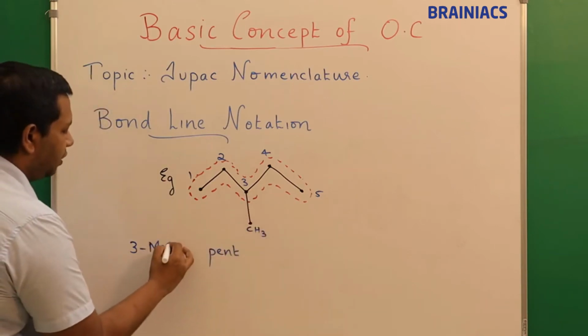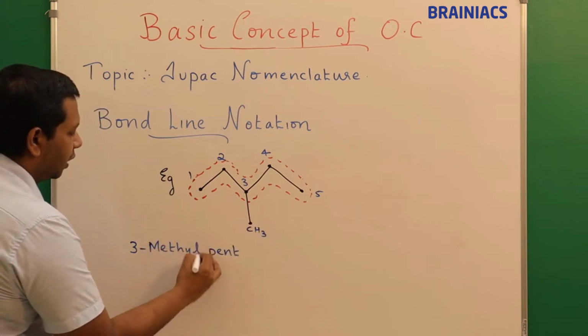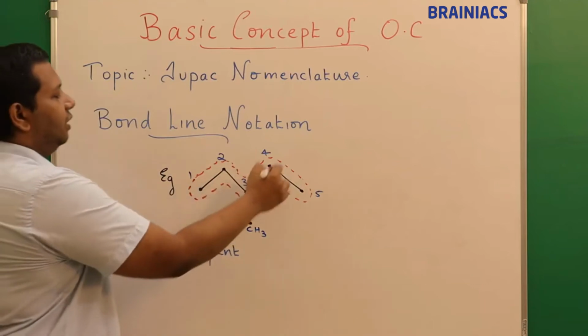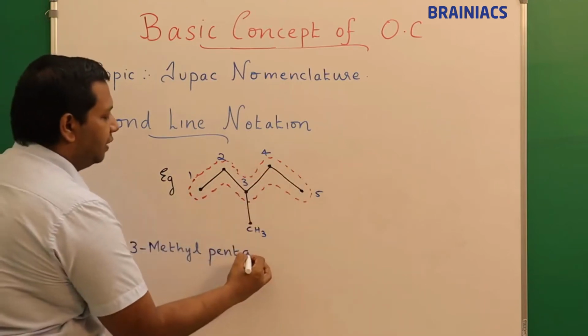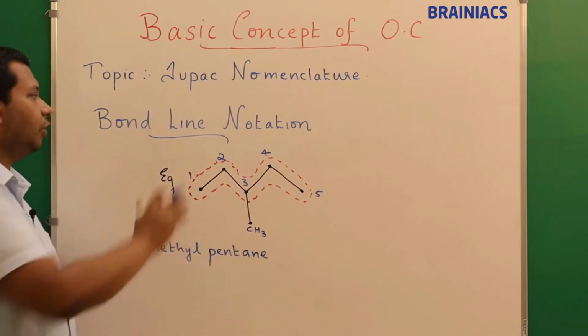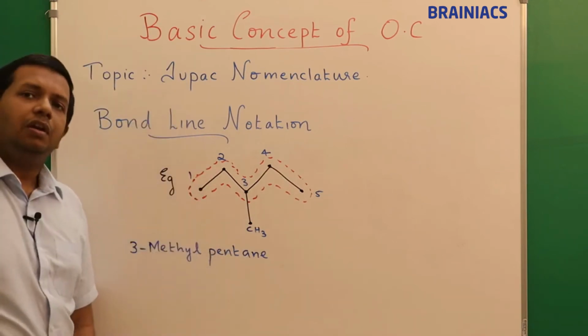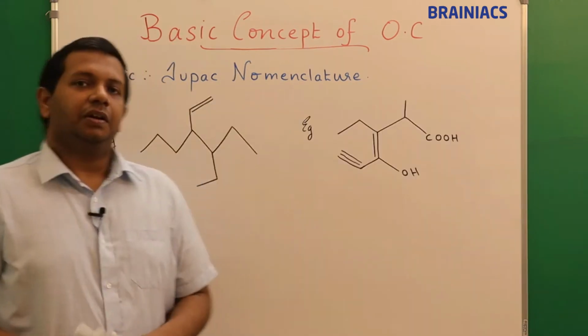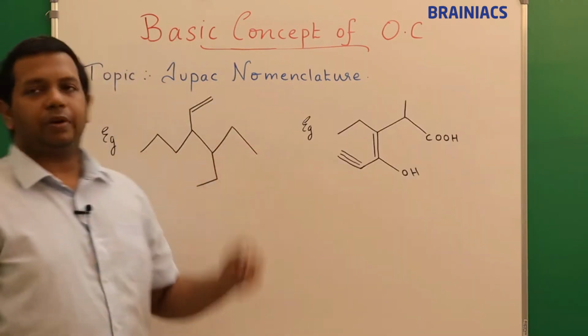So 3 methyl, correct? Now the word root is pent, and all these are linked through single bonds, so it should be pentane. So this is the way you should understand bond line notation. Now we will see more examples for your familiarization. Okay, so next we will see some more examples.